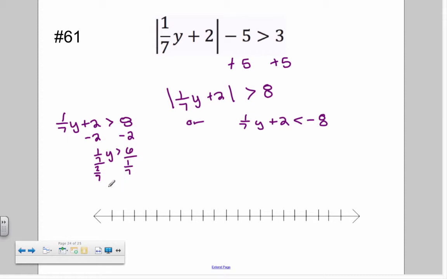Remember that when you divide by a fraction, it's the same as multiplying by the reciprocal. The reciprocal of 1/7 is 7 over 1. So 6 times 7 is 42. On this side, I'm going to do the same thing. I subtract 2 from both sides first and get 1/7 y is less than negative 10. Then I divide by 1/7, and I figure that y is less than negative 70. Again, here I multiplied by 7, which is the reciprocal of 1/7.